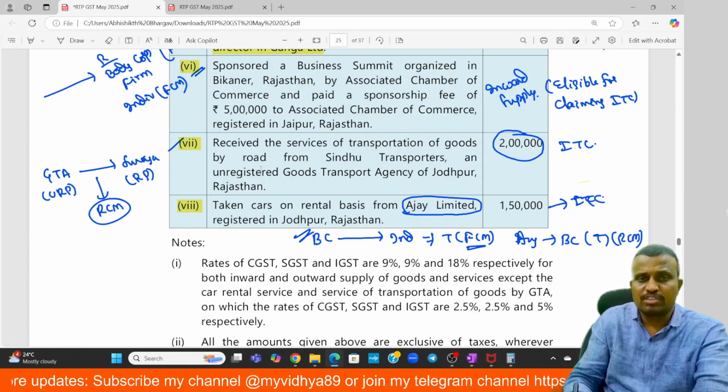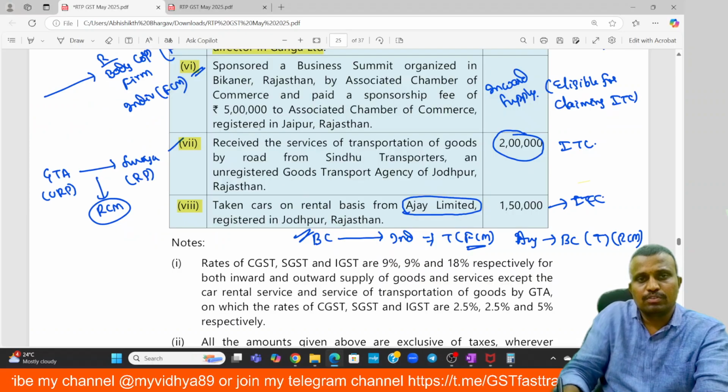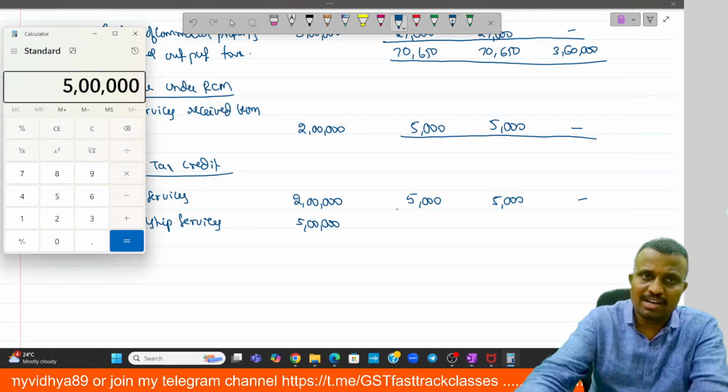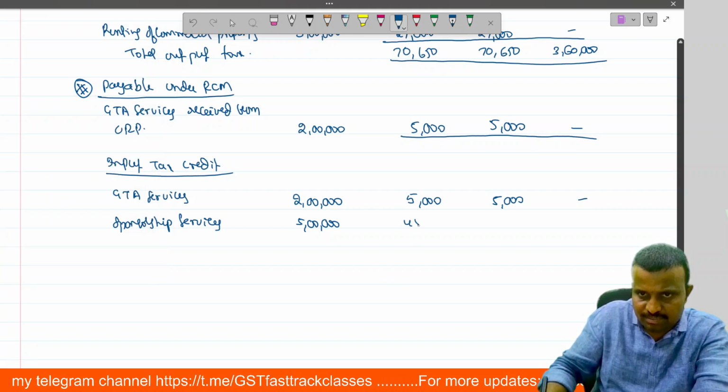So that is also inward supply applied to you. How much amount? 5 lakhs. So 5 lakh, and what is the rate? 9%. So 5 lakhs into 0.09, 45,000, right?